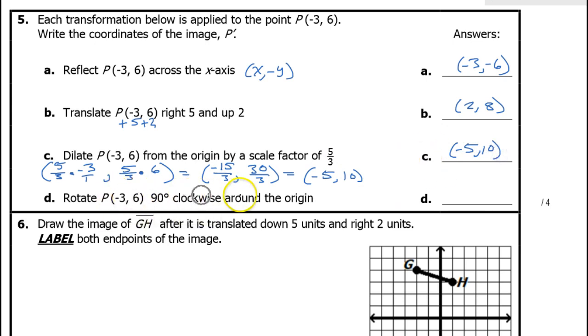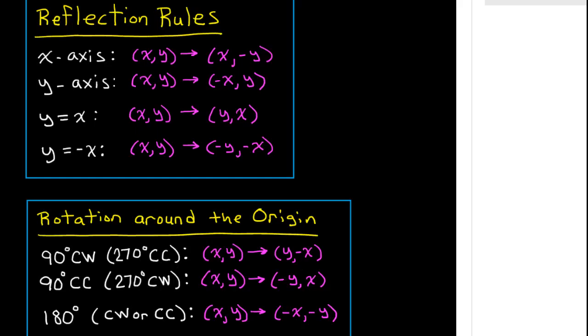Clockwise rotation around the origin. When you do a clockwise rotation, 90 degrees, the coordinates switch places. So the point x, y will become y, comma, and when you're doing clockwise, it's the x value that changes signs. So again, I'm thinking back to this. 90 degrees clockwise, that's y, -x. They switch places, the x value changes signs. If it was counterclockwise, it would be -y, x.